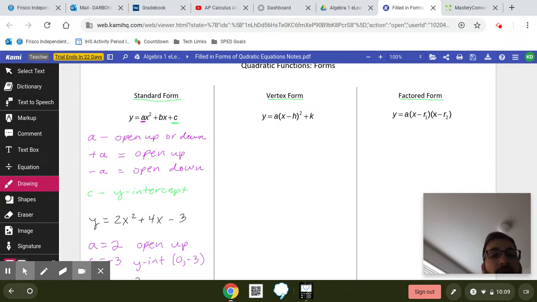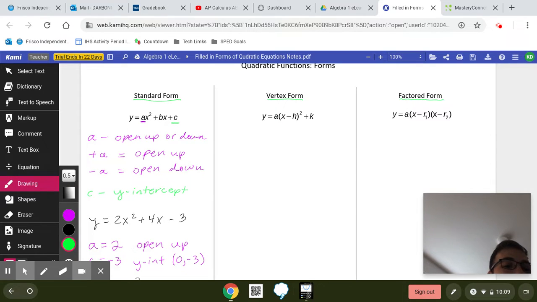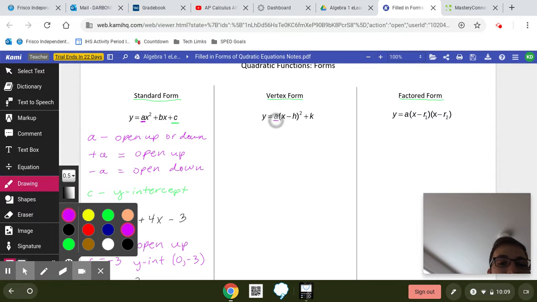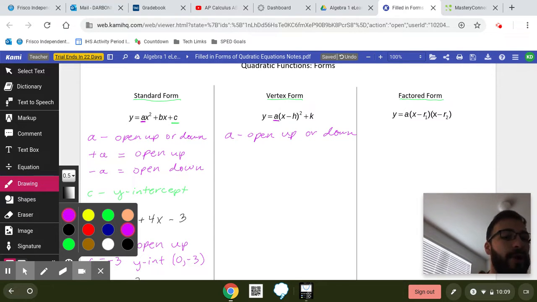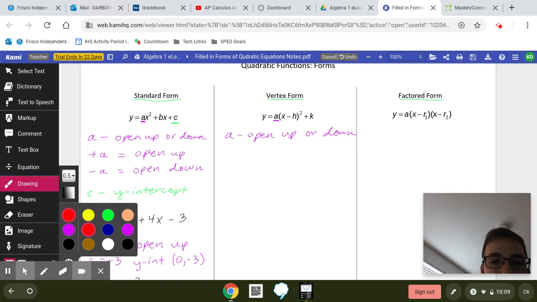Our vertex form, once again, we have a. A is up here in the front, and a means exactly the same thing: if it's going to open up or if it's going to open down. Nothing changes about a. Positive a is still going to make it open up, and negative a is still going to make it open down. But we're adding a new piece, h and k. Now, h is going to serve two things. The first thing is that it's going to be the axis of symmetry.